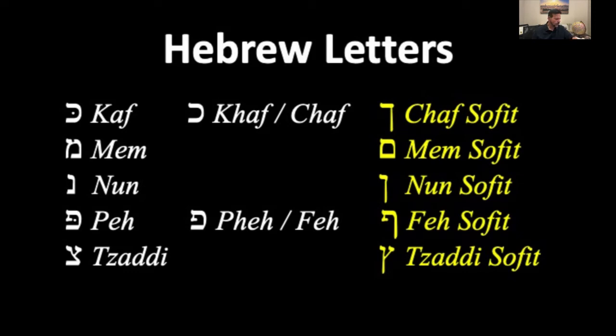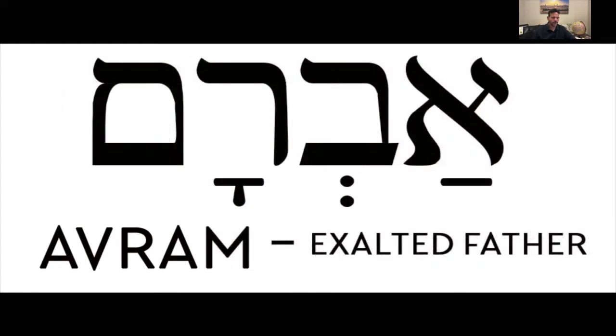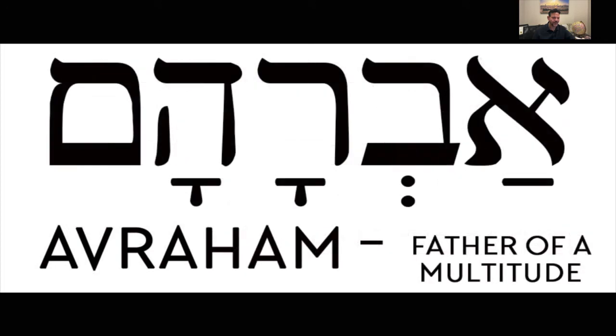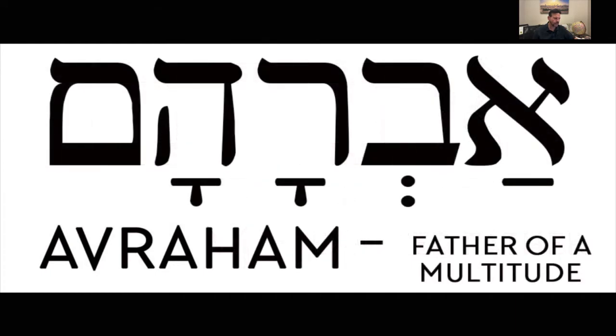So we know that the structure of the letters are pictographs. I want to show you a couple of them when we rehearse the name Avraham, who was originally Avram. So Abraham in the Bible is really Avram. So these names actually are compounds. We have exalted father, who became a father of a multitude.